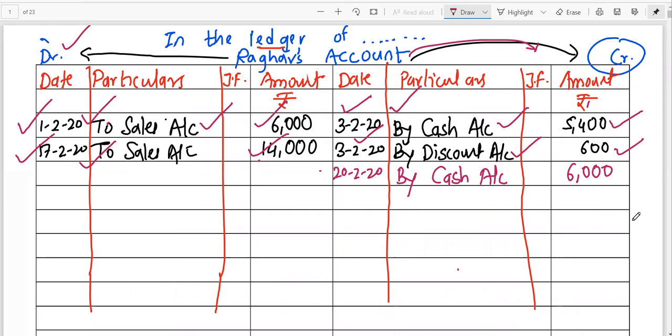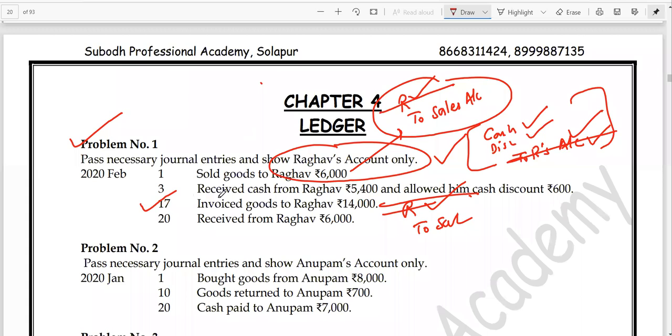This is so easy if you understand. This is one of the easiest topics in the 11th syllabus. If you know journal, this is one of the easiest topics in the syllabus of 11th. Then we are continuing with 20th Feb 2020.